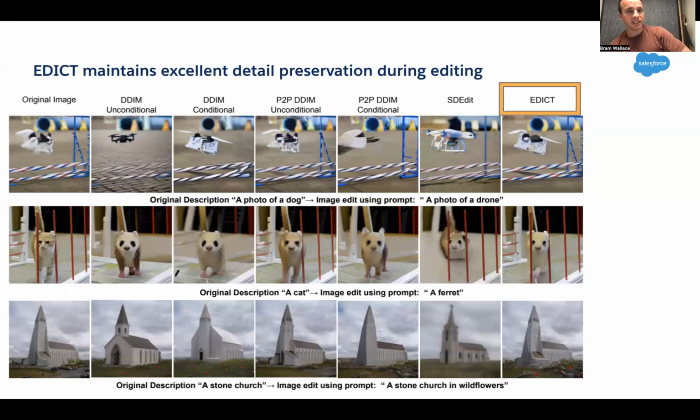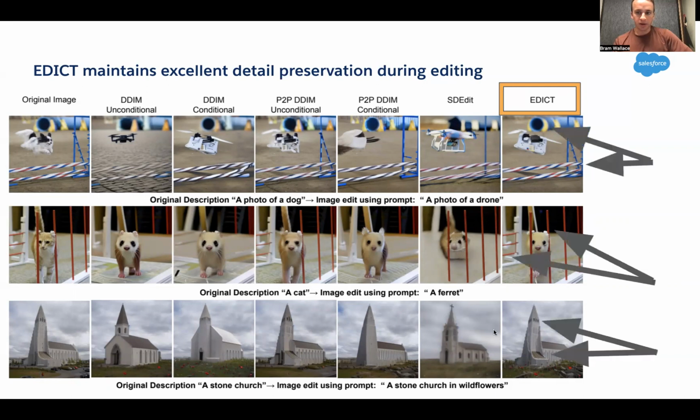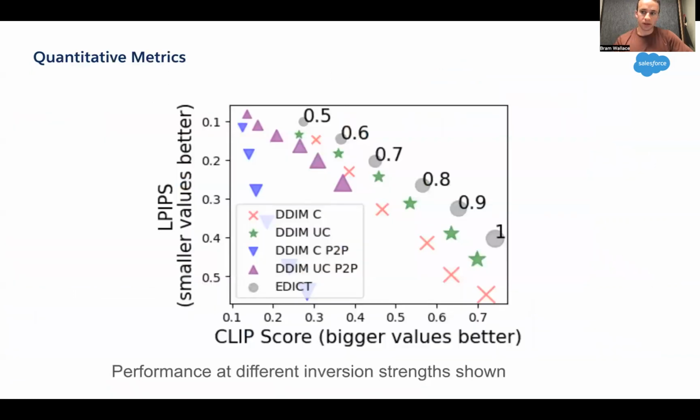EDICT maintains excellent detail preservation during editing because it's invertible. When you're going back and forth, the only changes are going to be stemming from that caption. There's nothing systemic. So we have EDICT on the right column for a few different captions, and if you pause the video, you can note some different details that we're doing a really good job preserving here. We also look at quantitative metrics.